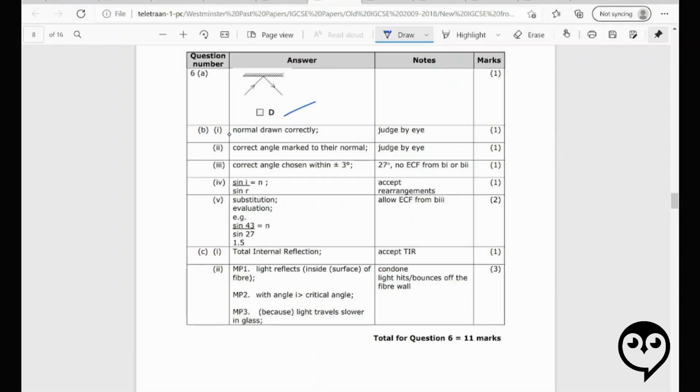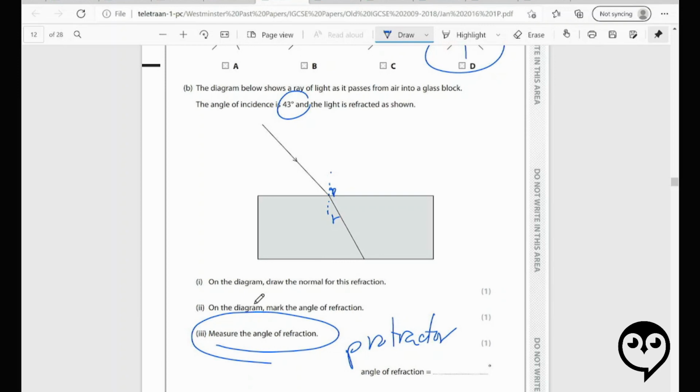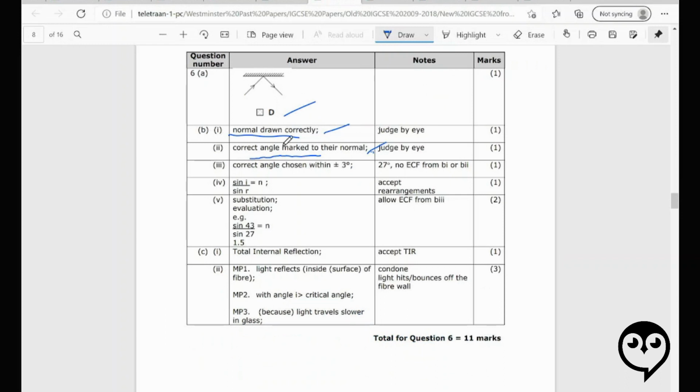Normal drawn, yes. The angle marked correctly, yes. Correct angle marked to the normal. Draw the normal. Mark the angle of refraction. Well, that's the angle of refraction. Measure the angle. Correct angle marked. Yeah, we marked it. And then correct angle chosen. Well, within 3 degrees, I guess you have to measure it. I'm not sure what they mean by chosen. Anyways, that's our formula. And we had, yeah, that's glass. That's 1.5. We'd shown that we would have had that.